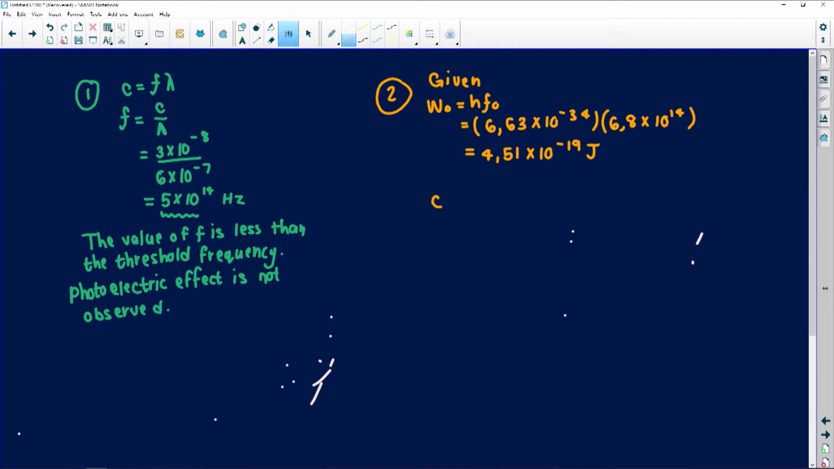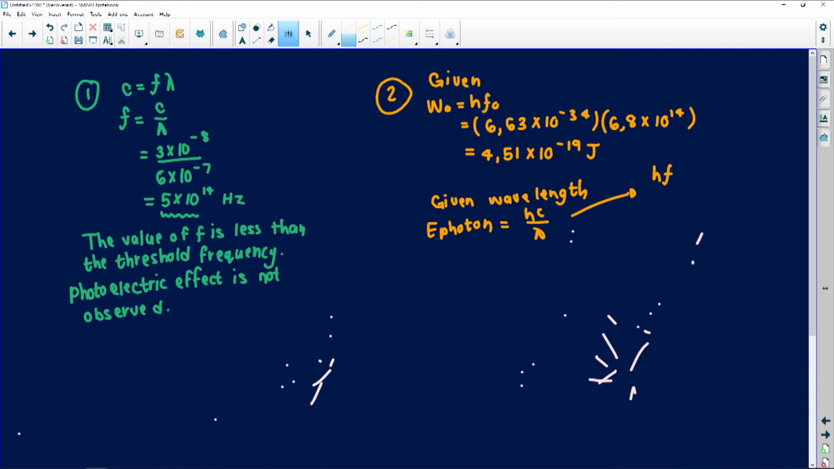Now let's look at the given wavelength of the light that we have. I can then find from the given wavelength how much energy this photon will have, because if the work function and this do not correspond, it means that it's not going to work. Energy of a photon, skipping a step here, I'm going to have lambda. Just in case you're confused, remember we have hf, and I know frequency is c over lambda, and that is how I got to that.